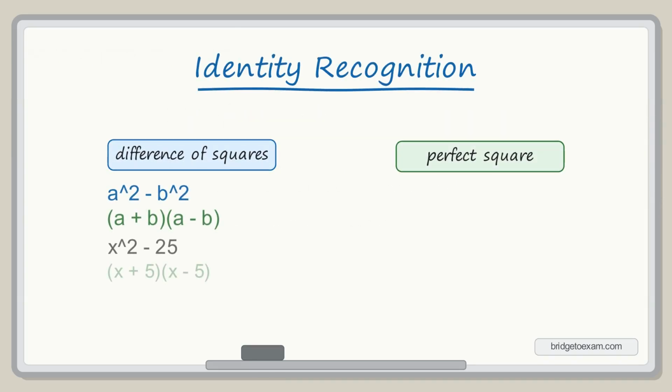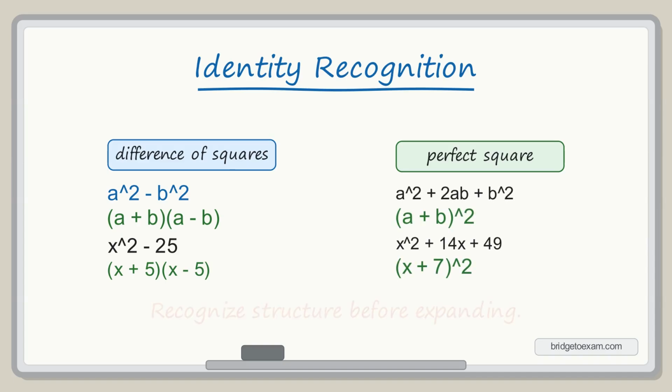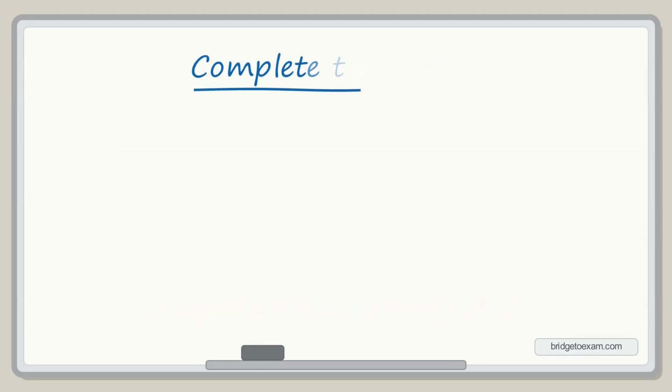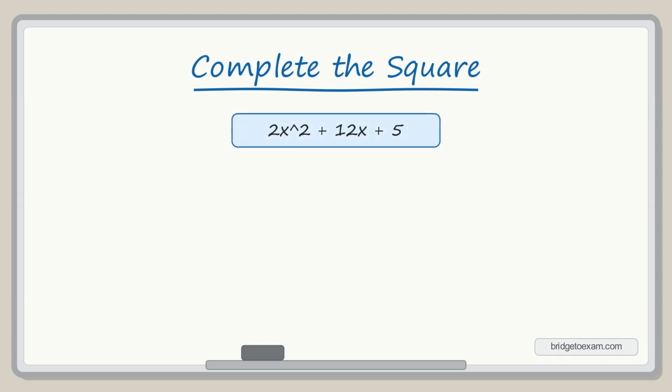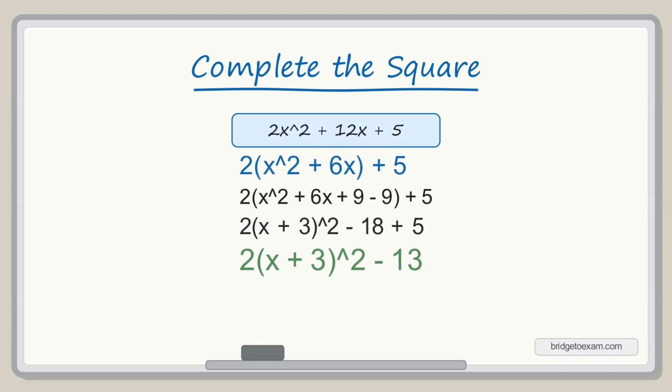Difference of squares factors into conjugates. Perfect square trinomials become one squared binomial. To complete the square, factor the leading coefficient from the x terms, add and subtract half the middle coefficient squared, then simplify into vertex form.